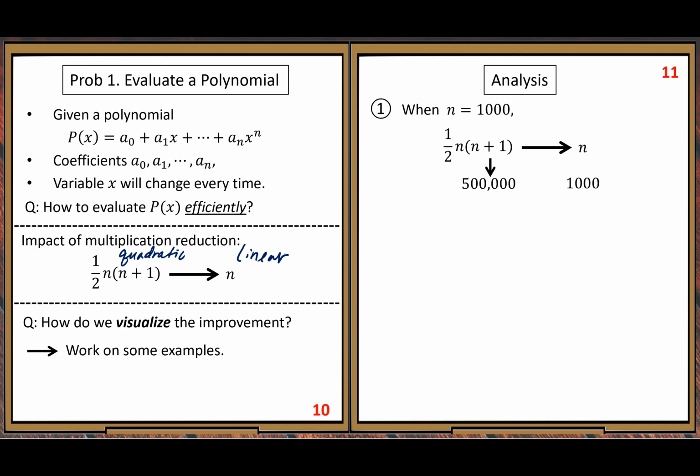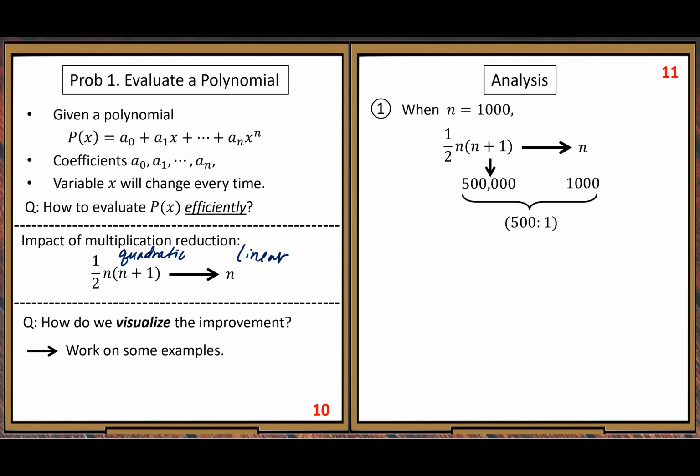500,000 versus 1,000. That looks a little better, right? For the difference part, the difference is pretty big, at least we can say that. Here you can see the ratio, a 500 to 1 ratio.